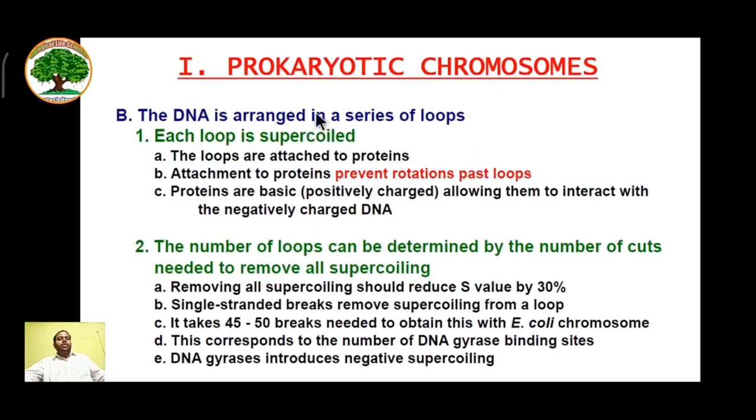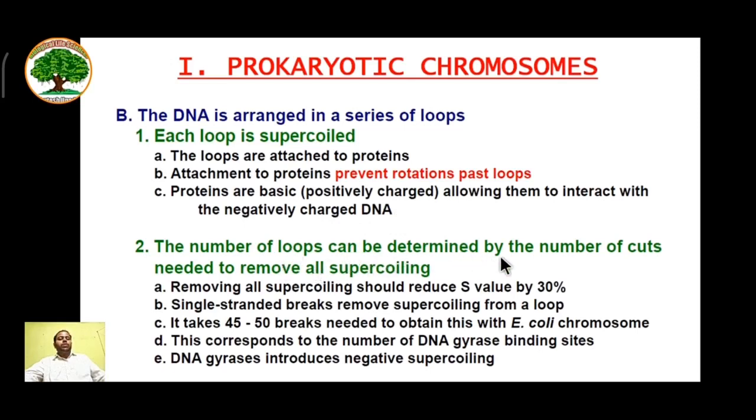The DNA is arranged in a series of loops here. Each loop is supercoiled. The loops are attached to proteins. Attachment to the proteins prevents rotation of the loops, which means it prevents entangling of DNA sequences. The proteins are basic here, positively charged, allowing them to interact with negatively charged DNA, which is negative due to the presence of the phosphate group.